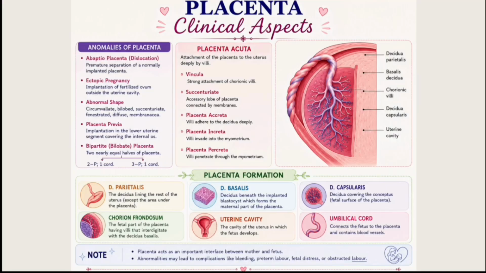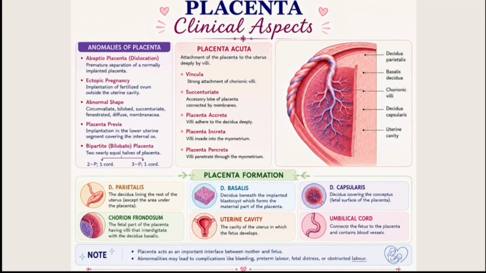Next is the clinical aspect of the placenta. In the clinical aspect, it has anomalies of the placenta. Abruptio placentae is the premature separation of a normally implanted placenta. Next, we have the ectopic pregnancy: if the implantation happens at a site other than the uterine cavity, that is called an ectopic pregnancy. Abnormal shape: there are many shapes like circumvallate, bilobed, succenturiate, fenestrated, diffuse, membranous, all these things. These are the abnormal shapes of the placenta.